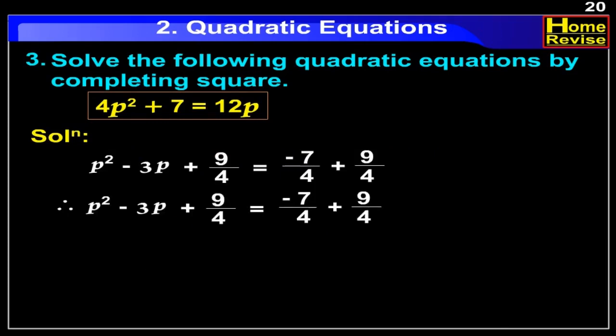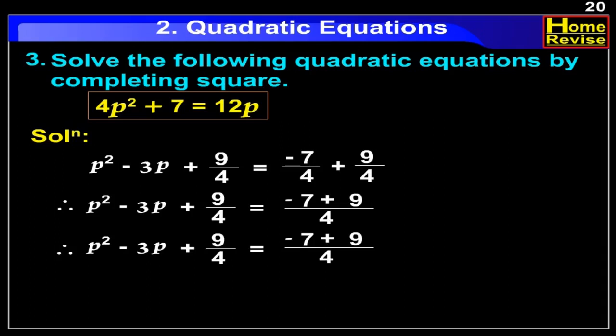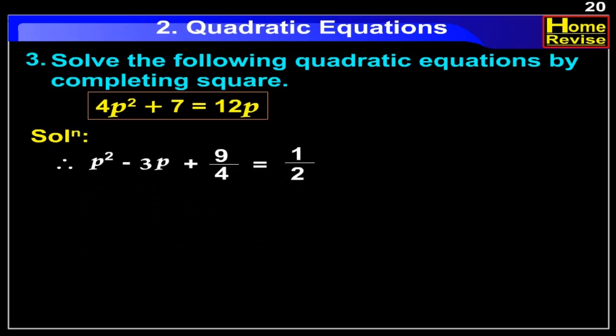Therefore, p² − 3p + 9/4 = , taking 4 as a common denominator on right hand side, we have (−7 + 9)/4. Therefore, p² − 3p + 9/4 = 2/4. Therefore, p² − 3p + 9/4 = 1/2. Here, p² − 3p + 9/4 on left hand side is the square of (p − 3/2).